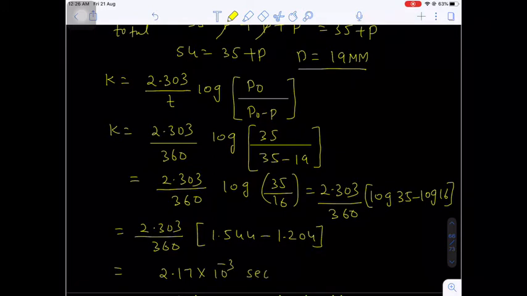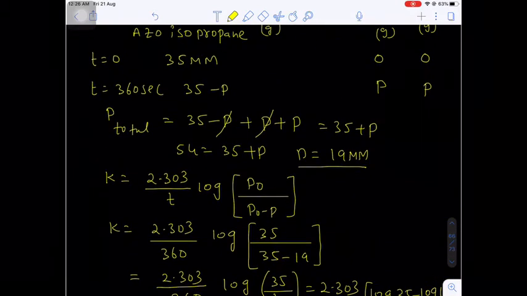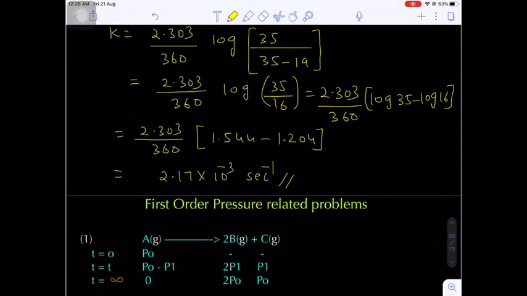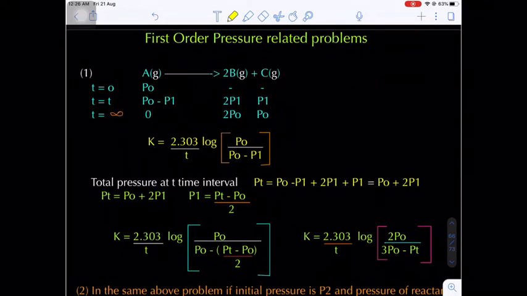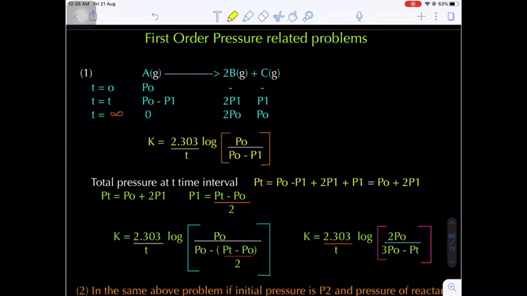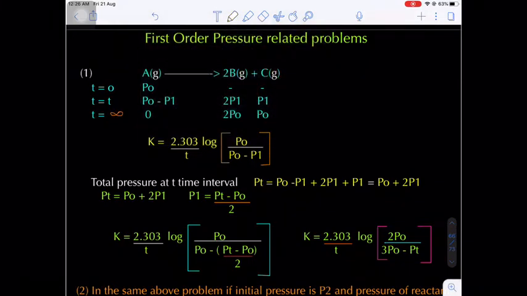The unit for the rate constant of a first order kinetics is time inverse. Here the time is given in seconds, that's why second inverse. Now, first order pressure related problems. Let's suppose one question is given like this: A gives 2B plus C. All the substances are in the gas phase.